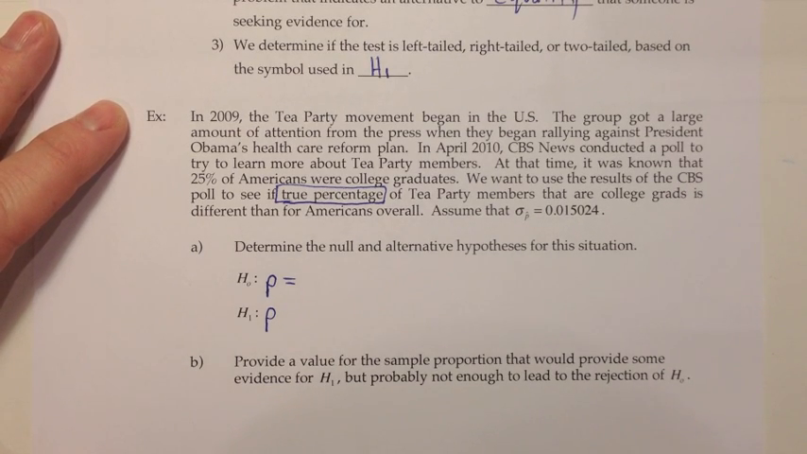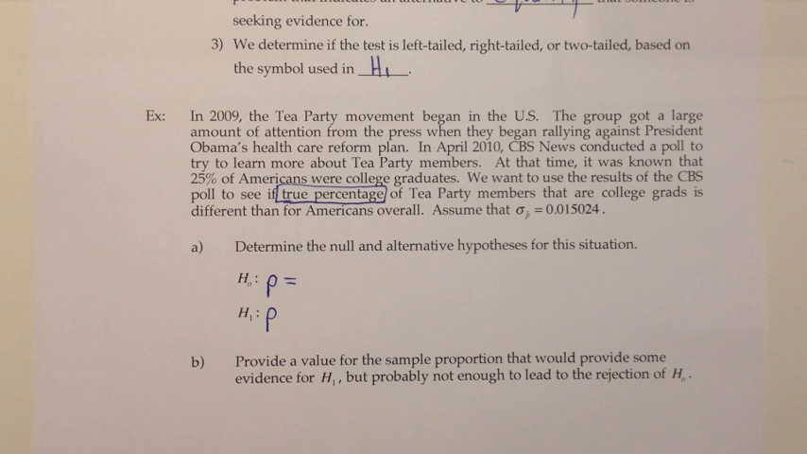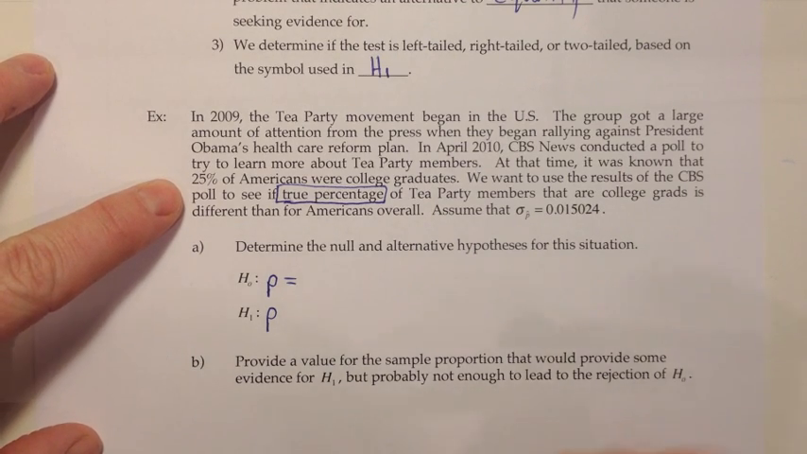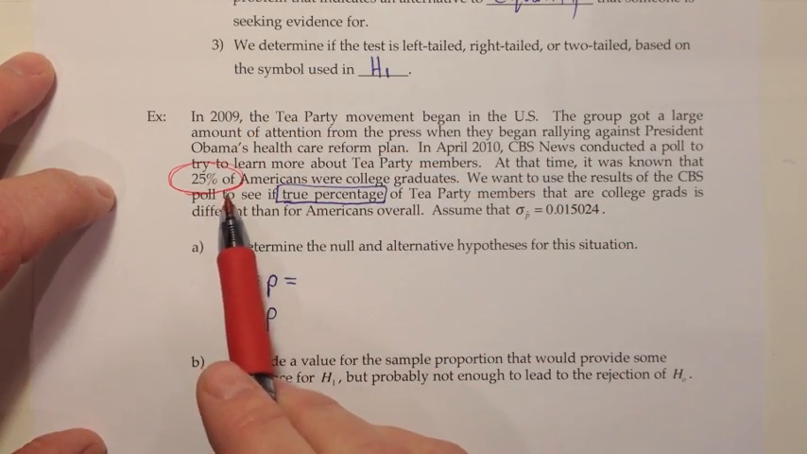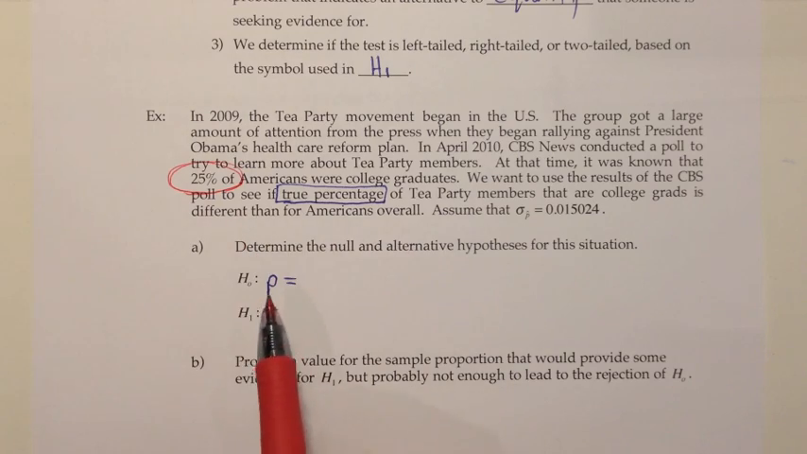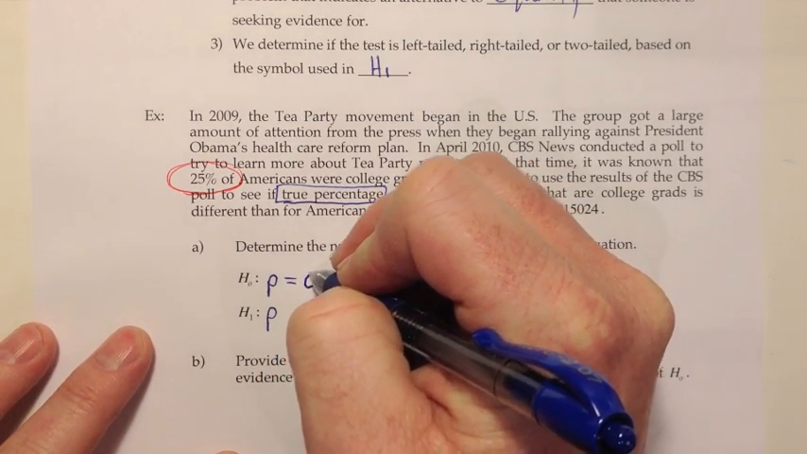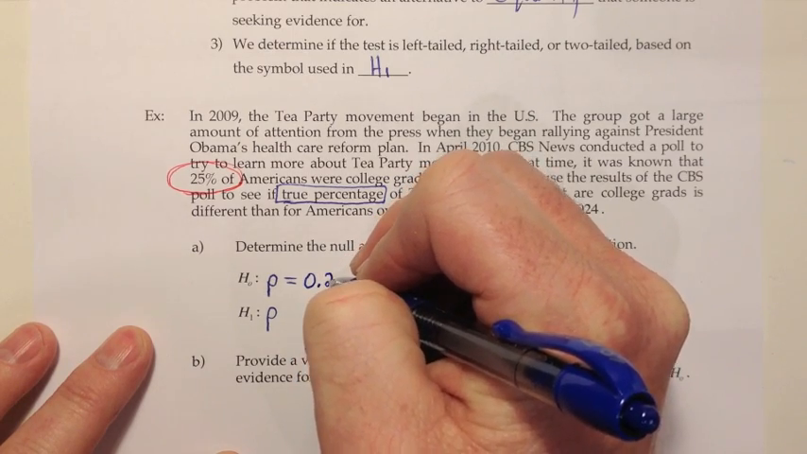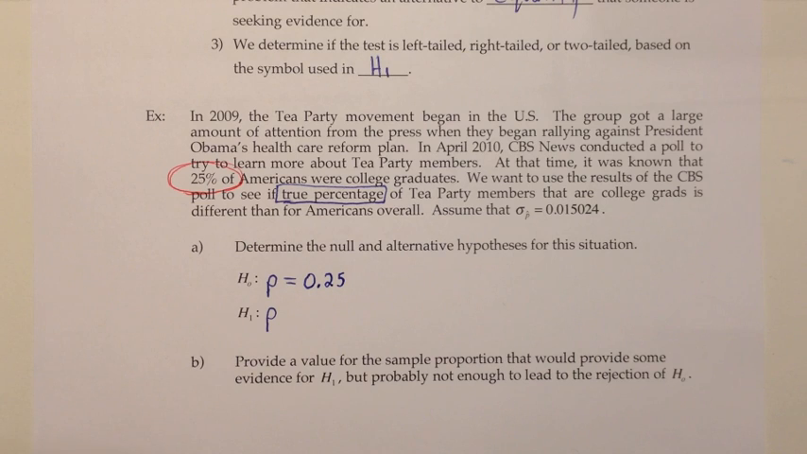And to determine the null hypothesis H0, I want to find a value that I can set that p equal to. And so for that, I look at this problem and I see that it says at that time it was known that 25% of Americans were college grads. So they're saying that the percentage of college graduates was 25%, and this p stands for percentage of college grads. So I'm going to use that number here. It says 25%, but I'm always going to do my work in a hypothesis test about a proportion using decimals. So I'll write p is 0.25.